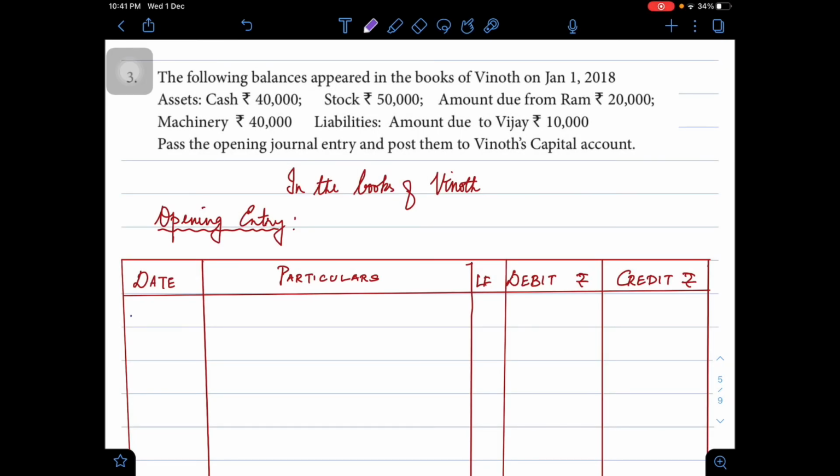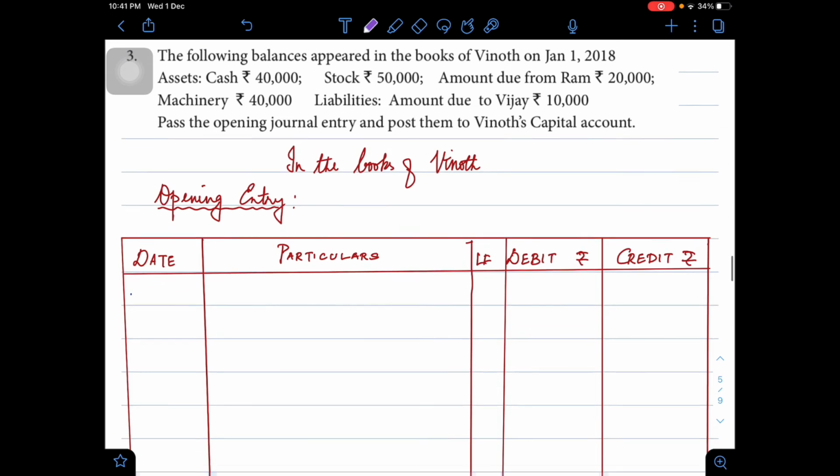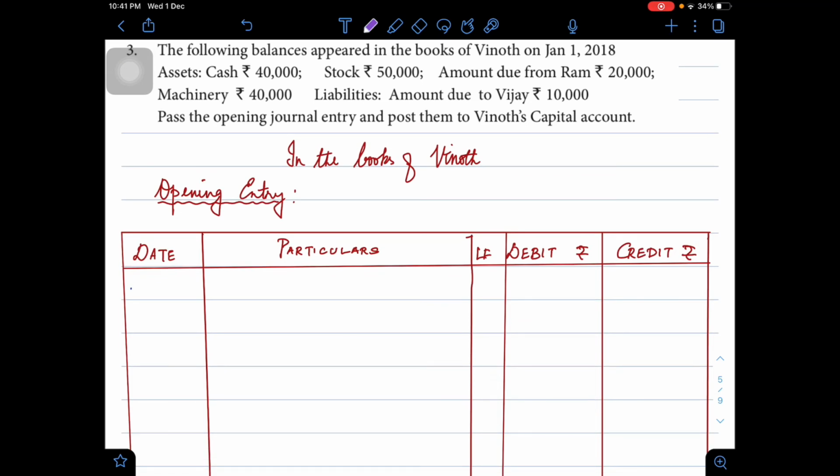The following balances appeared in the books of Vinod on 1st January 2018. Assets: cash rupees 40,000, stock 50,000, amount due from Ram 20,000, machinery rupees 40,000, and liabilities: amount due to Vijay 10,000. Pass opening entry in the journal, and post them to Vinod's capital account. Here you can see the list of assets and liabilities. We will see how it appears in the journal entry now.